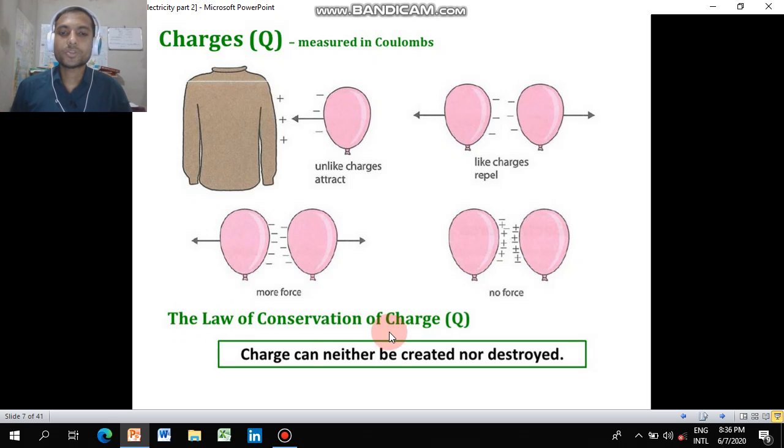The law of conservation of charge: charge can neither be created nor destroyed.